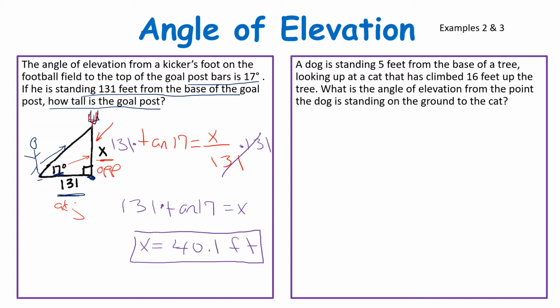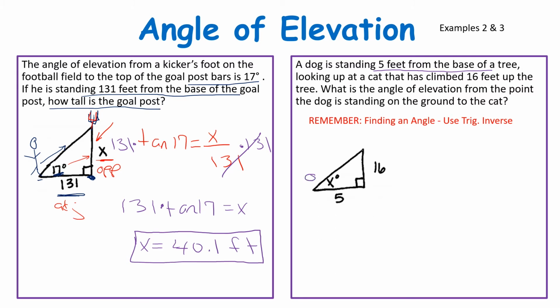All right. Let's take a look at the next example here. It says a dog is standing 5 feet from the base of a tree. Let me pull up my image here. All right. So this is my dog. There we go. He has 4 legs. So he's standing 5 feet from the base of a tree. So we could say that this is my tree here.